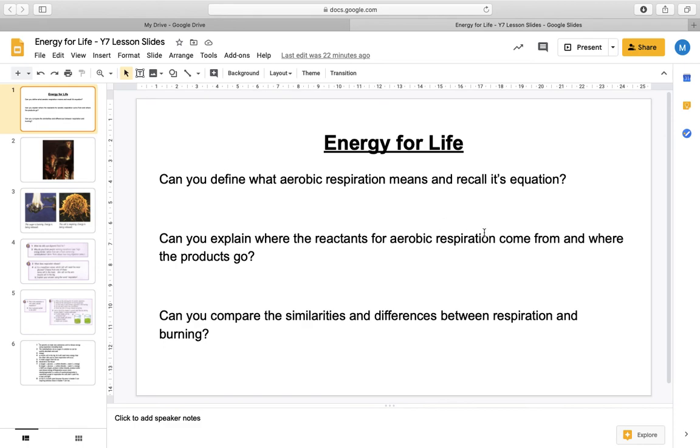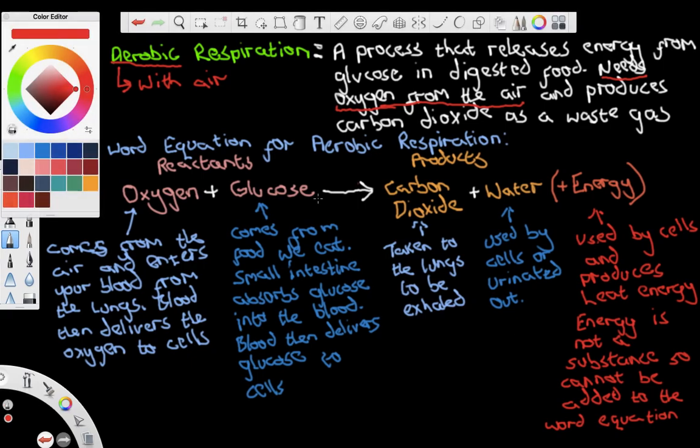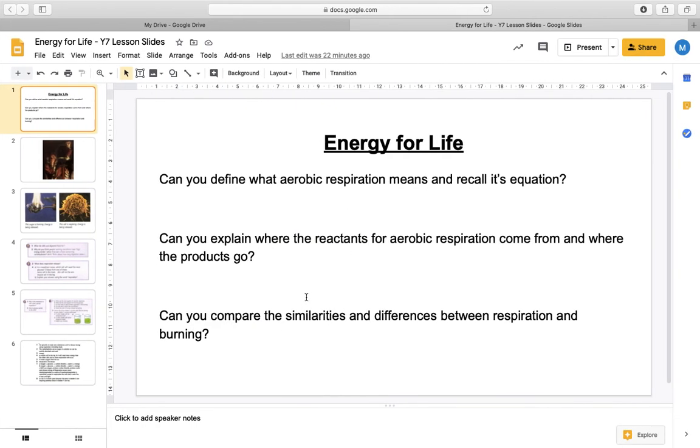you should now be able to tell me what aerobic respiration means and be able to tell me its equation. You should be able to tell me where the reactants for aerobic respiration come from and where the products go. That was all detailed here, the first two learning objectives. And the last one, you should be able to compare the similarities and differences between respiration and burning.